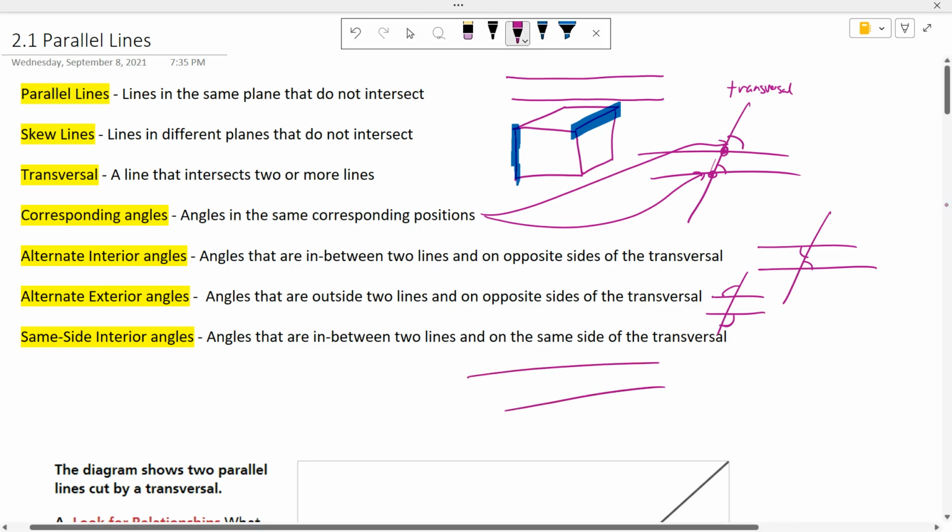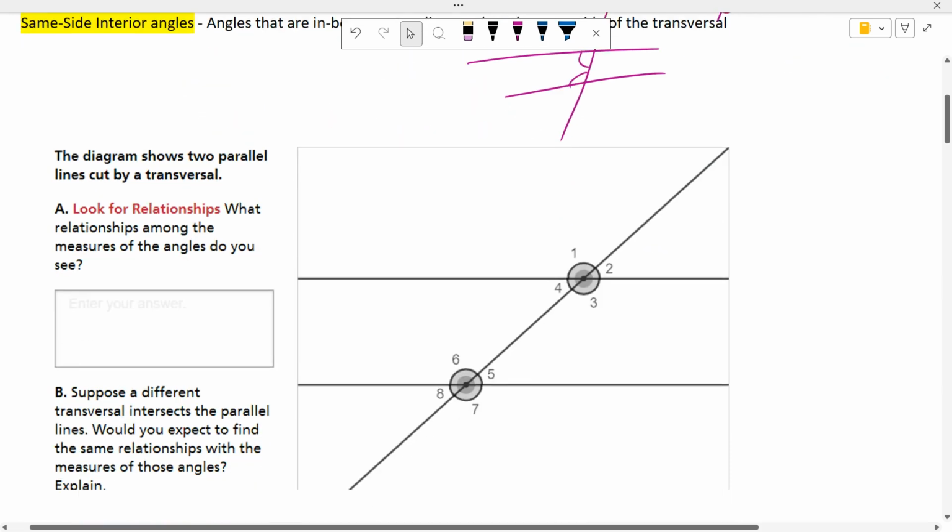And same side interior angles are on the same side of the transversal, to the insides of the two parallel lines. You have to know those vocab words. Okay? Everything in this chapter hinges on these vocab words. Okay? You have to know the difference between corresponding angles, alternate interior angles, alternate exterior angles, and same side interior angles. You have to know how they're located when it comes to parallel lines to understand what's going on in this chapter. Okay?